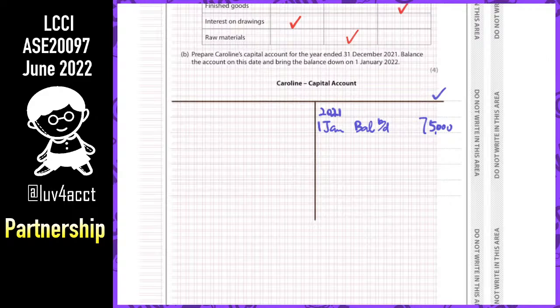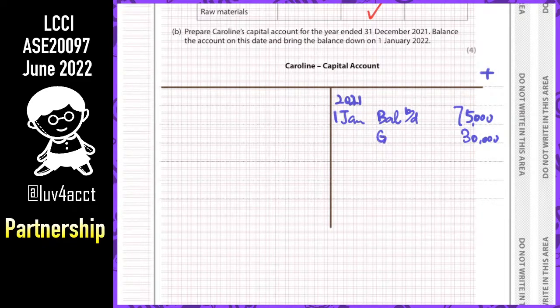On the 1st of May, when Lucy joined in, we have goodwill, 60,000. So from nothing to something, we have more goodwill, and this is a gain, and this gain goes into the capital account of the original partners. 30,000, because it will be shared equally with William. So goodwill, 1st of May.